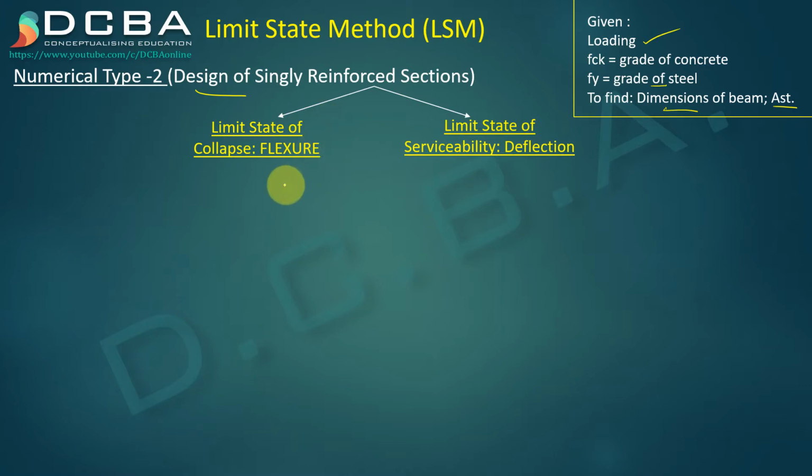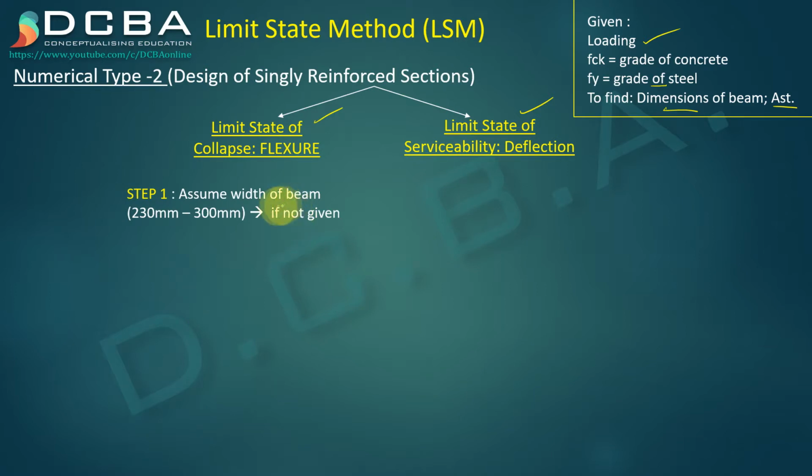Here we have two parts basically: limit state of collapse, flexure, and limit state of serviceability, deflection. So we have to satisfy both of these limit states while designing the singly reinforced section. So we'll be designing it in two parts. First is satisfying limit state of collapse, and second is satisfying limit state of serviceability.